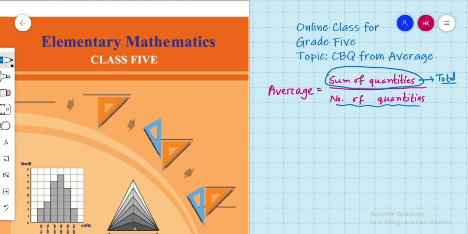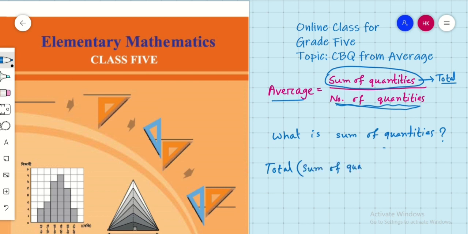So my question is, what is total? If average is given and number of quantities is given, what is the sum of quantities? That means sum of quantities or total is given by the opposite formula: total, or sum of quantities, is equal to average times number. Average times number.